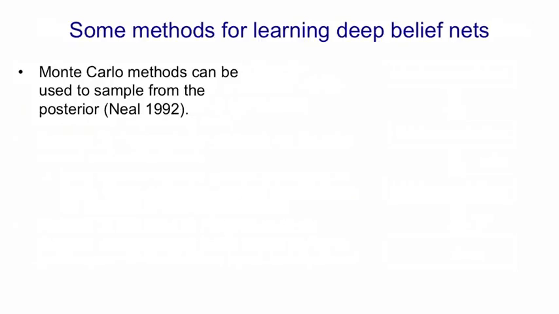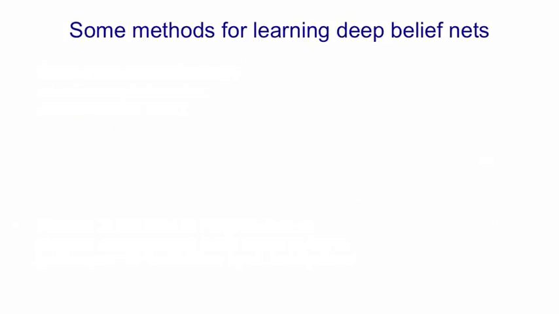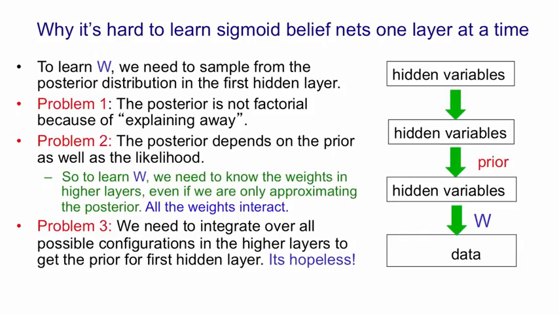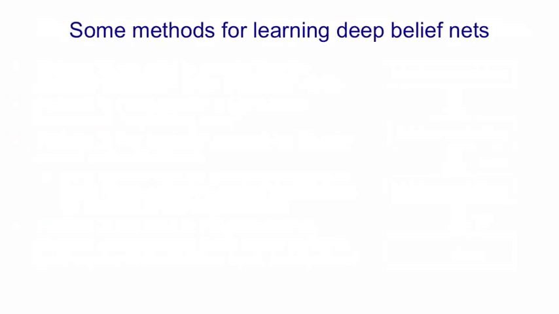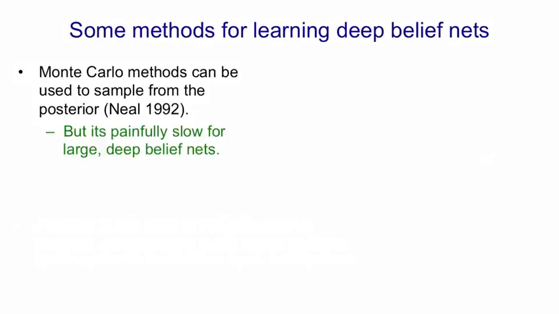So now we're going to consider some methods for learning deep belief nets. The first one is the Monte Carlo method used by Radford Neal, and that Monte Carlo method basically does all the work. That is, if we go back to the previous slide, it considers patterns of activity over all the hidden variables, and it runs a Markov chain that takes a long time to settle down, given a data vector, and once it's settled down to thermal equilibrium, you get a sample from the posterior, but it's a lot of work. So in large, deep belief nets, this method's pretty slow.